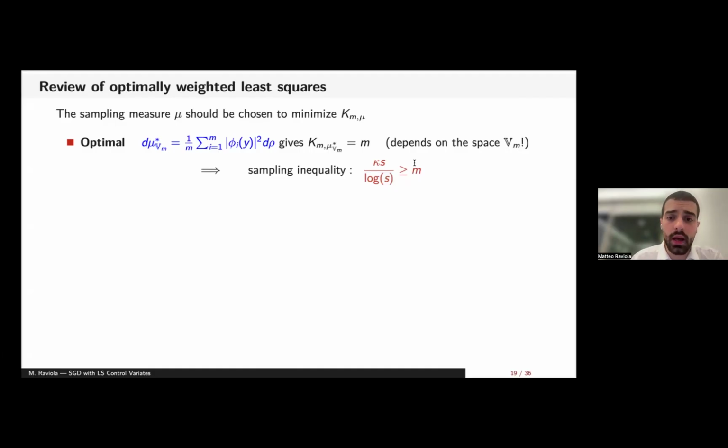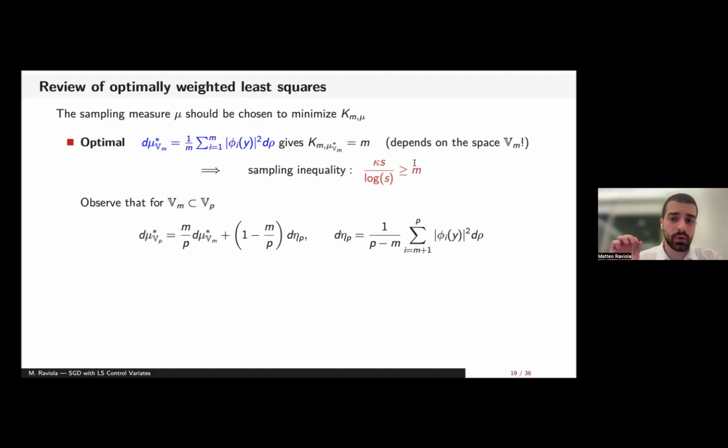Before that, actually, an interesting observation is that when we have nested spaces, so Vm included in Vp with p larger than m, we can express the optimal measure of Vp as a mixture of the optimal measure of Vm and this perturbation eta p, and eta p has the new basis functions that we have added.